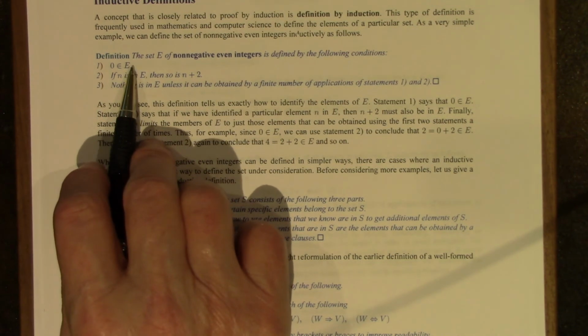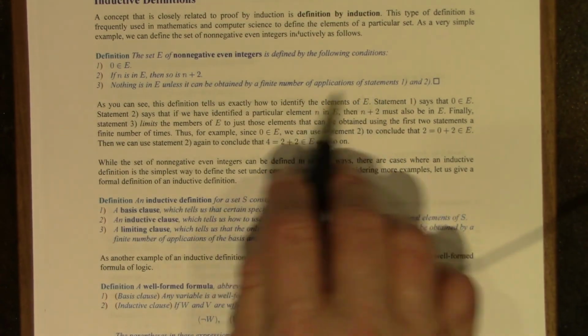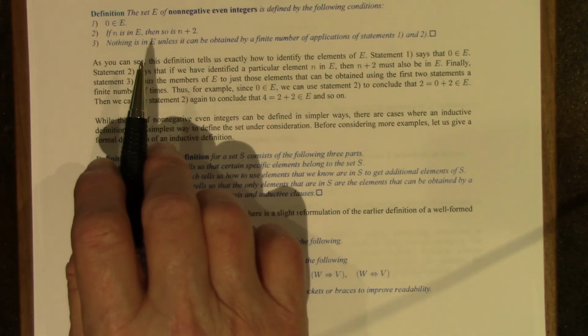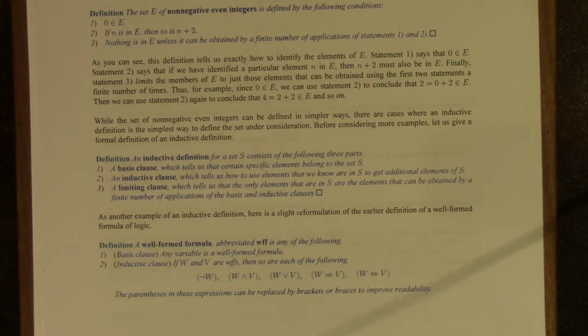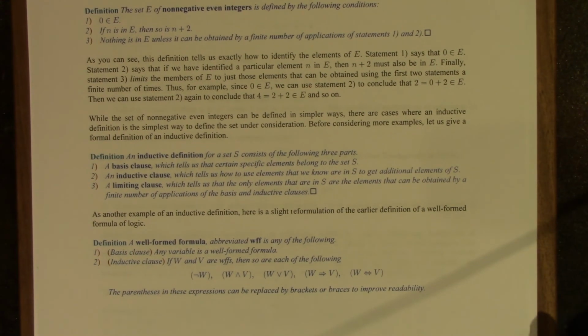You're only going to use statement 1 once, so it's really statement 2 that's going to be applied a finite number of times. So this definition tells us exactly how to identify the elements of E. And while the non-negative even integers, of course, can be defined in simpler ways, they're simply the set of all natural numbers that are divisible by 2, there are cases where the inductive definition approach is the simplest way to define certain sets.